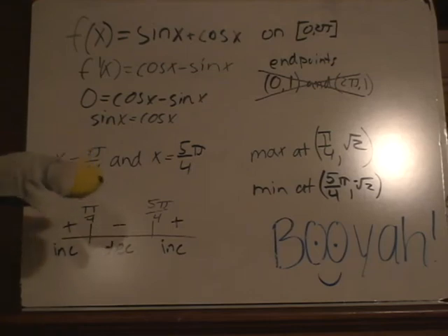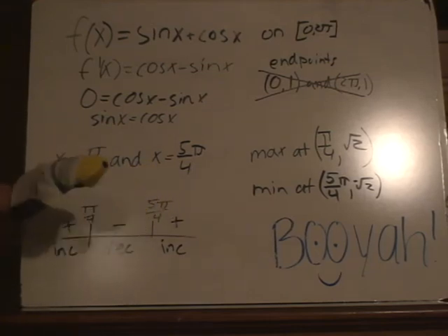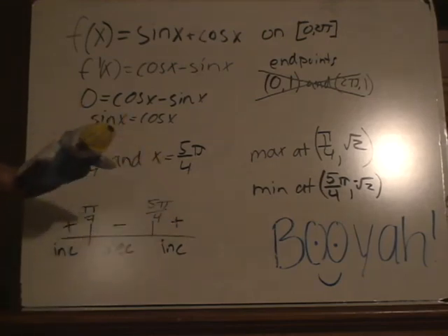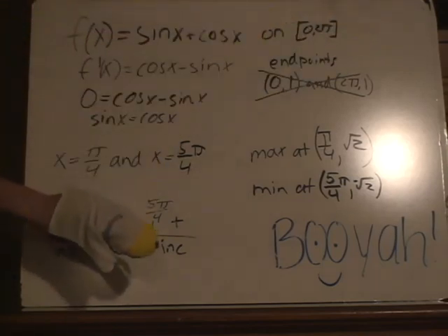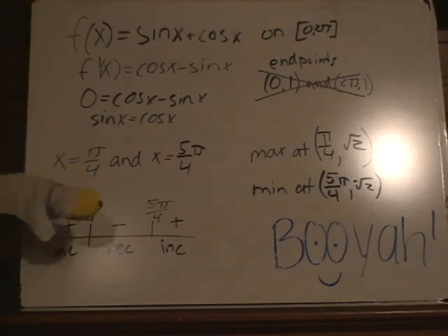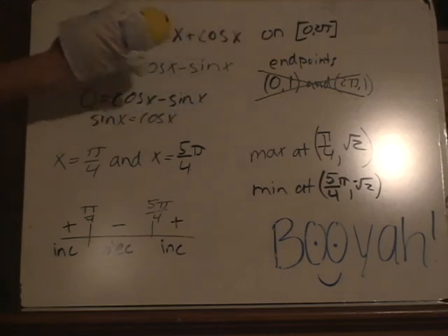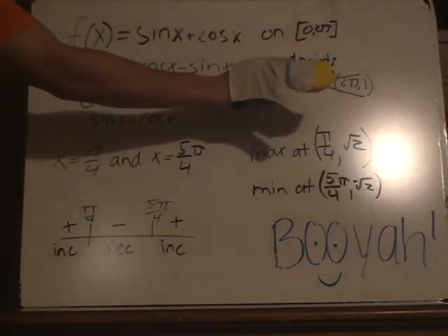And then when we plug in something between pi over 4 and 5 pi over 4, it's negative, so it's decreasing. And now we're going to plug in something greater than 5 pi over 4, but still in the domain of 0 to 2 pi, and we'll get positive again, so it's increasing. But since it's on a certain interval, we have to plug in the endpoints. And when we get the endpoints, we get (0, 1) and (2 pi, 1).